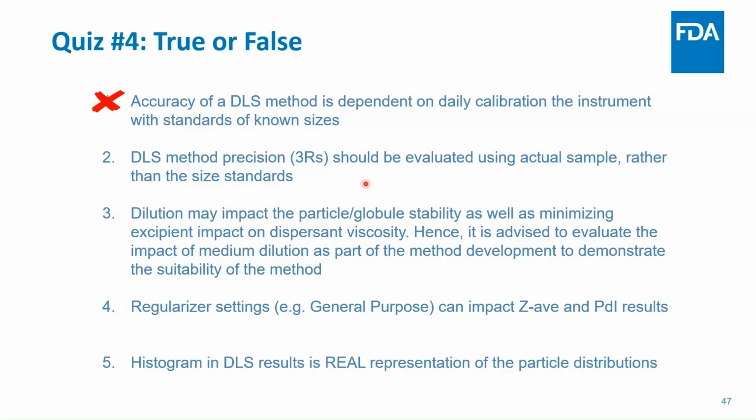For the DLS method, the three R's that Xiaoming mentioned before should be evaluated using an actual sample rather than a size standard. So repeatability, reproducibility, robustness.